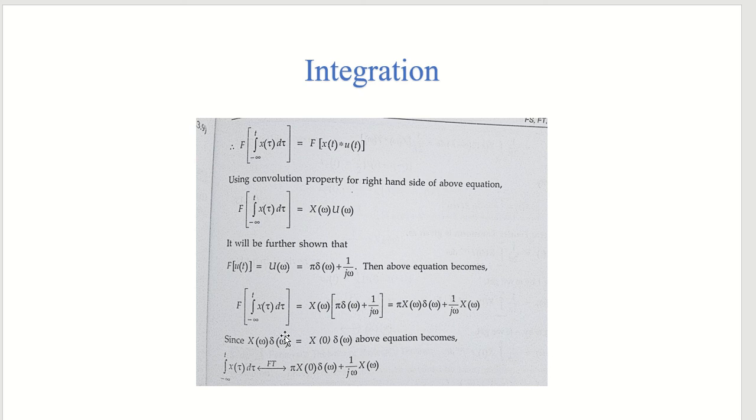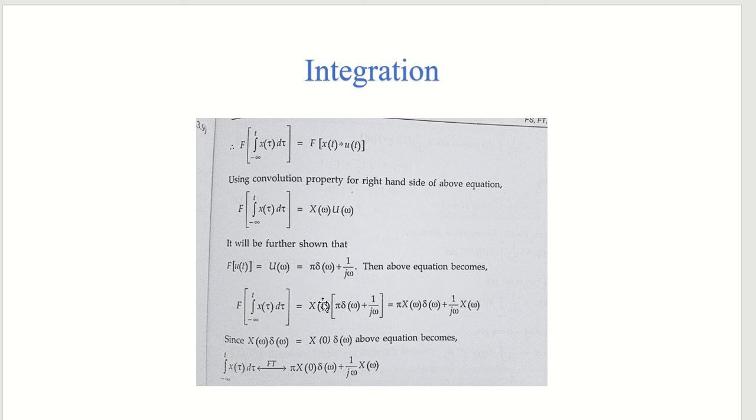Then we also stated that the Fourier transform of the unit step signal, U of omega, will be equal to pi into del omega plus 1 by j omega. Okay, that is the Fourier transform of your unit step signal. We have not derived it yet, we will derive it soon, but that is the Fourier transform of your unit step signal. So by knowing this, what will happen?